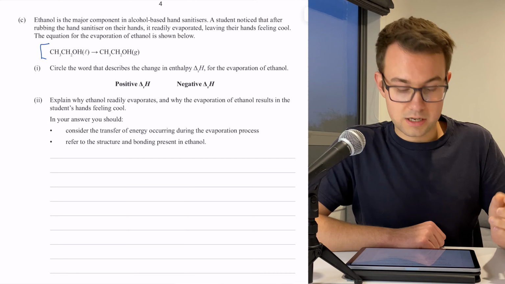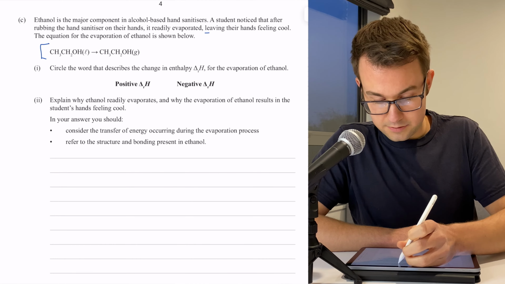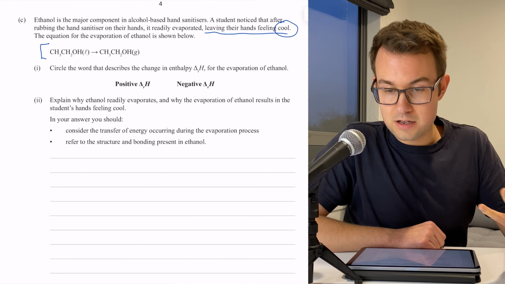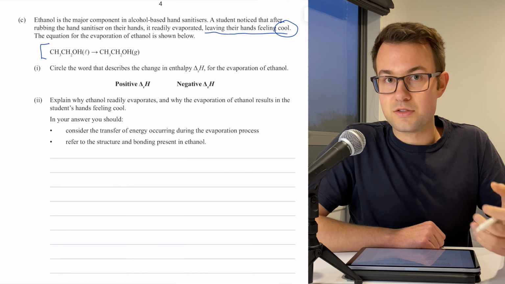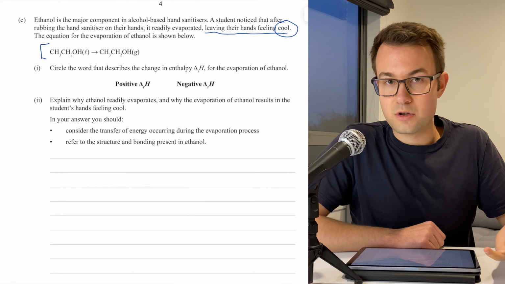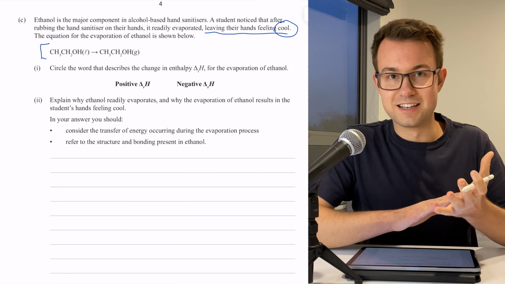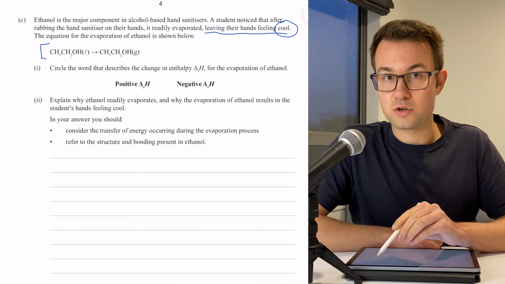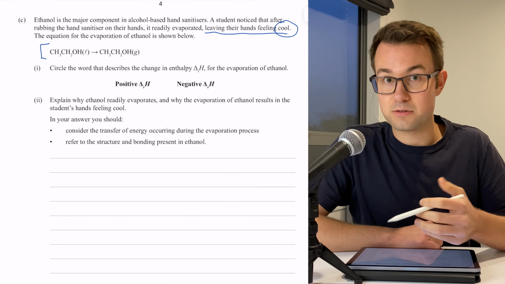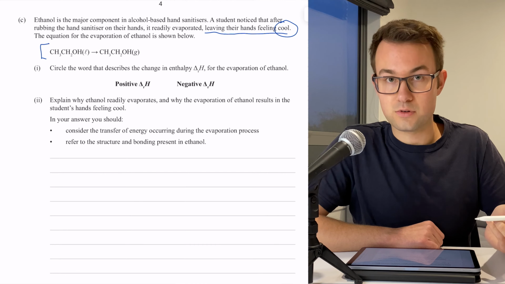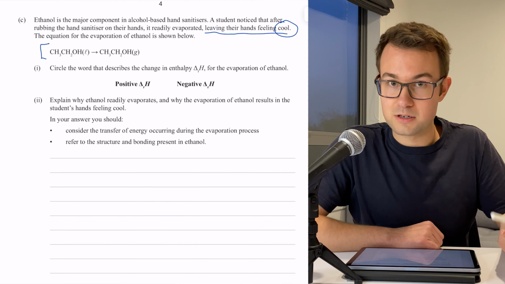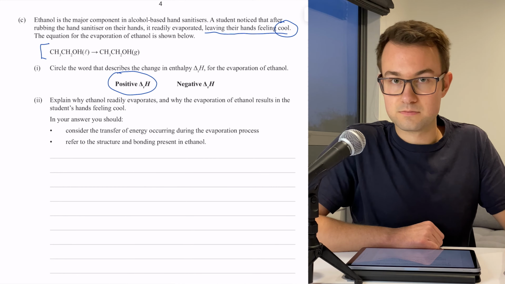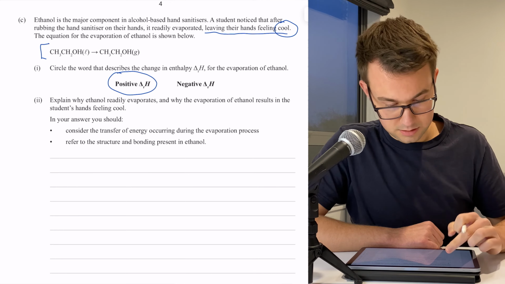Or if you didn't know that, you could have a little look here and it says, leaves the hands feeling cool. Okay, so a student's hands is like the surroundings. Well, you hope your hands are not the reaction, right? So the student's hands are the surroundings. If it's feeling cool, the heat energy is decreasing from the surroundings, therefore it must be endothermic and have a positive delta H.